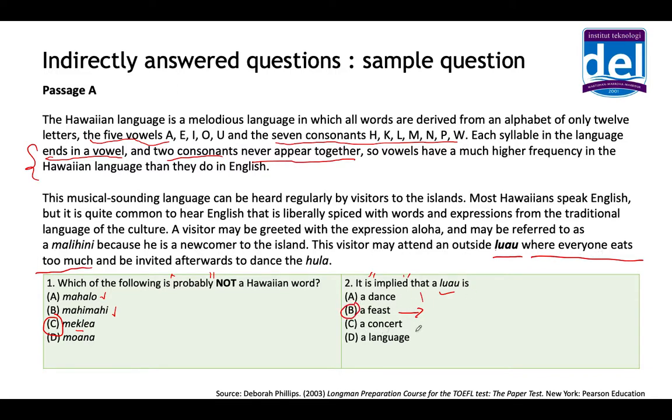And what about a concert? A concert is usually about a music performance, and a language, it's very far from the statement where everyone eats too much. So again, we can infer from this statement that a luau is a feast. This is how we determine the answer for indirectly answered questions.